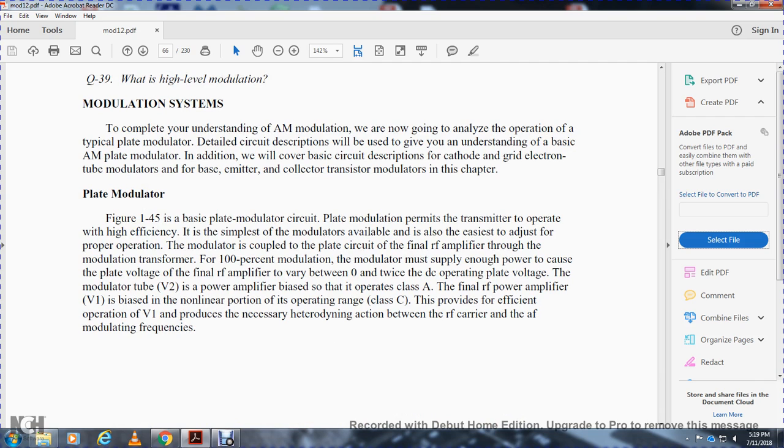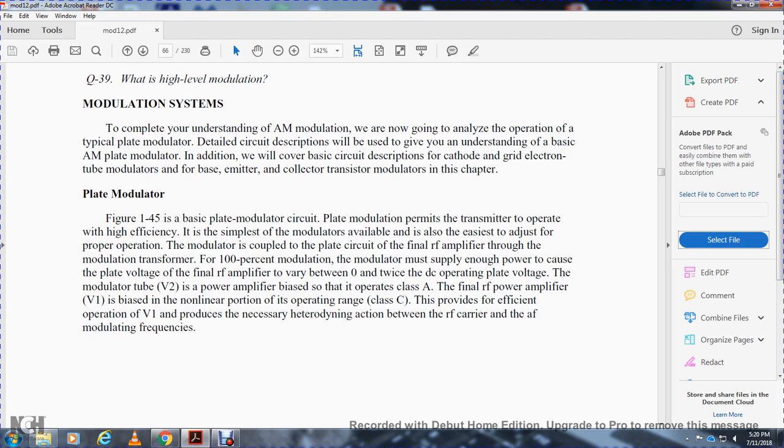Alright, the plate modulator. In Figure 145, the basic plate modulator circuit, plate modulation permits the transmitter to operate with a high frequency, is simple for the modulator to supply, and is also easy to adjust for proper operation. The modulator is coupled to the plate circuit of the final radio frequency amplifier through a modulation transformer. For 100% modulation, the modulator must supply enough power to cause the plate voltage of the final radio frequency amplifier to vary between 0 and twice the DC operating plate voltage. The modulator tube V2 is the power amplifier based on the operating class A1.